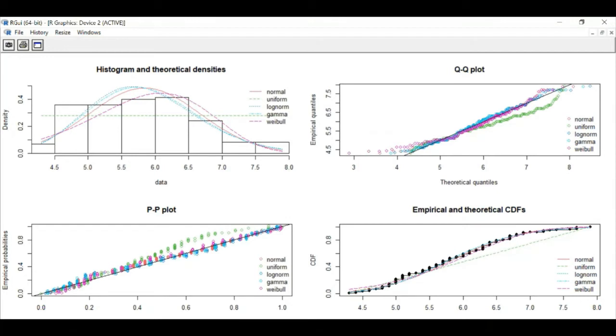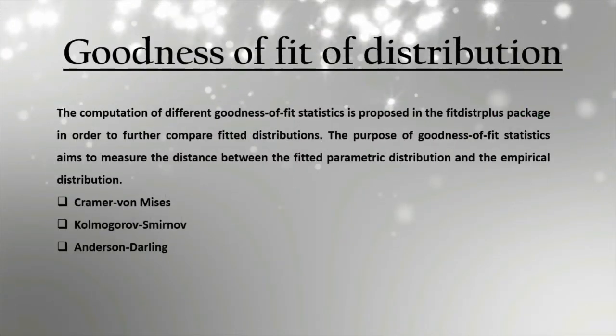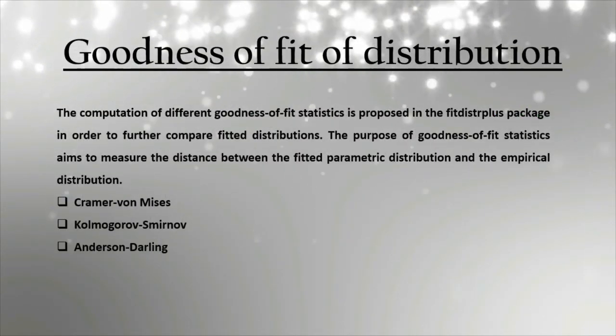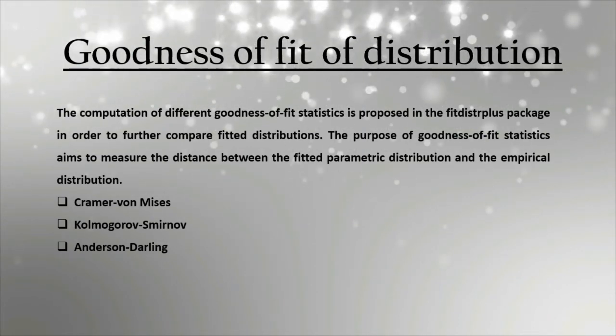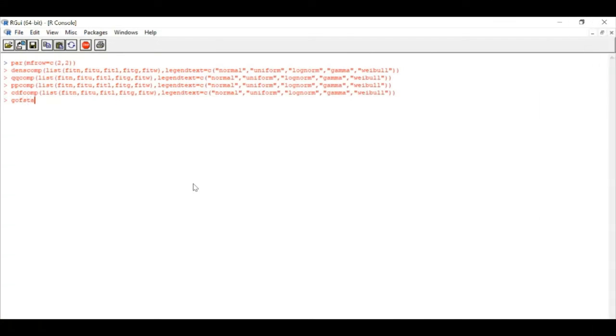So you can see all these graphs, and as far as I see, logarithmic normal, that is lognorm, is best suited for this curve. You can easily see and distinguish all the curves. So the density plot is there, QQ plot is there, PP plot is there, and lastly CDF is also there. So basically the goodness of fit of distribution we are calculating is done with the help of three main methods, that is Cramer-von Mises, Kolmogorov-Smirnov, and lastly Anderson-Darling.